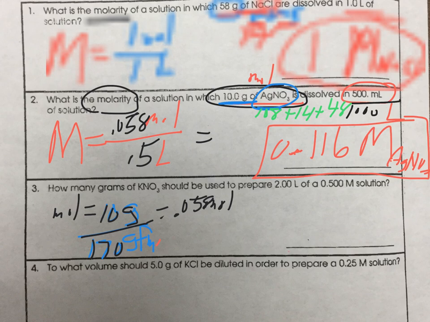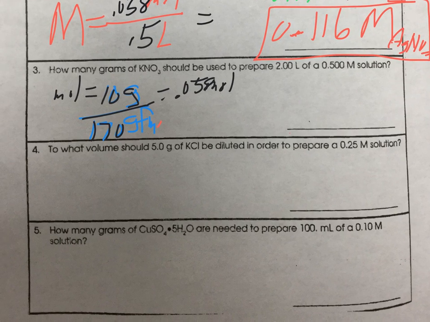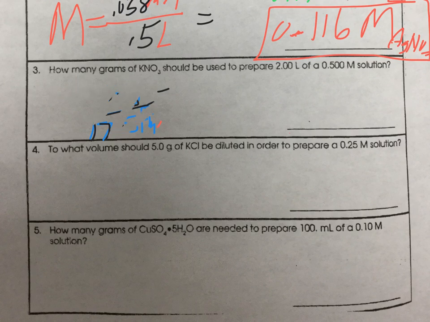All right, where are we? Are we okay? Where do we need help? Remember, the first thing is you're going to manipulate that formula to figure out how you're going to use it. Okay, let's look at number 3. What's going to be the formula that you're going to use there? Grams. You're looking for grams. Very good.